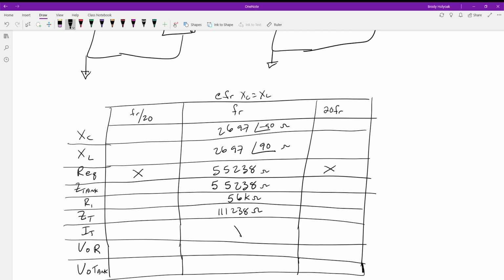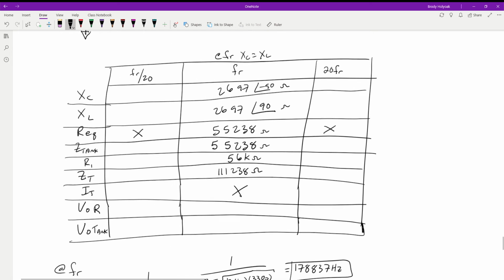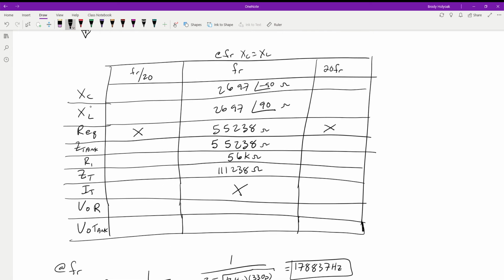The current total we didn't calculate because we didn't need to. The voltage out on the resistor was 26,178, and the voltage out on the tank was 25,822. Okay, so that's what we have for our resonant frequency.